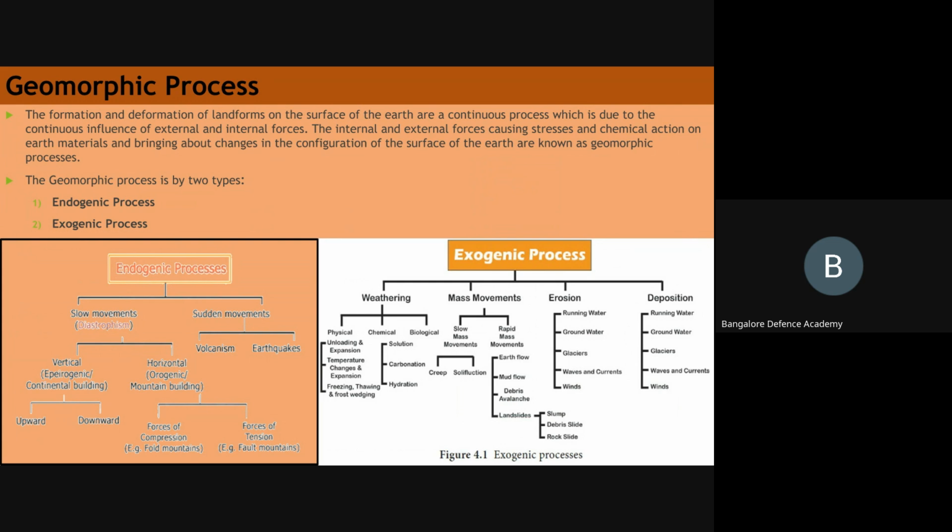So now what structure can you see? This. Okay, these are called block mountains. These are called fold mountains. This is because of compression, fold mountains. Block mountains are called so because of tension.